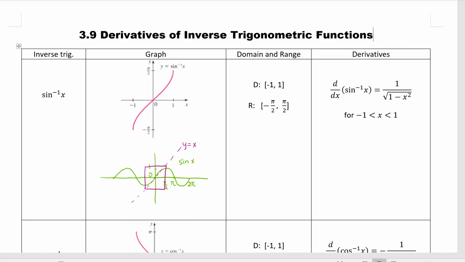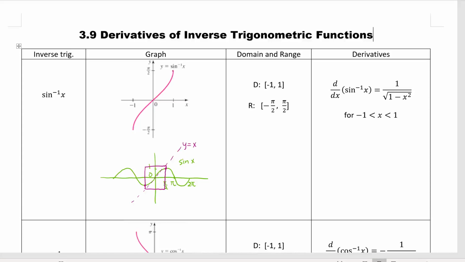We can see here that this point, pi over 2 and 1, corresponds to this point. And at this point, x is minus 1 and y is minus pi over 2, it corresponds to this point. You can see the domain and range actually flip. We know for sine x the range is minus 1 to 1, so for arcsine of x, the domain is minus 1 to 1. So how do we get the derivatives?